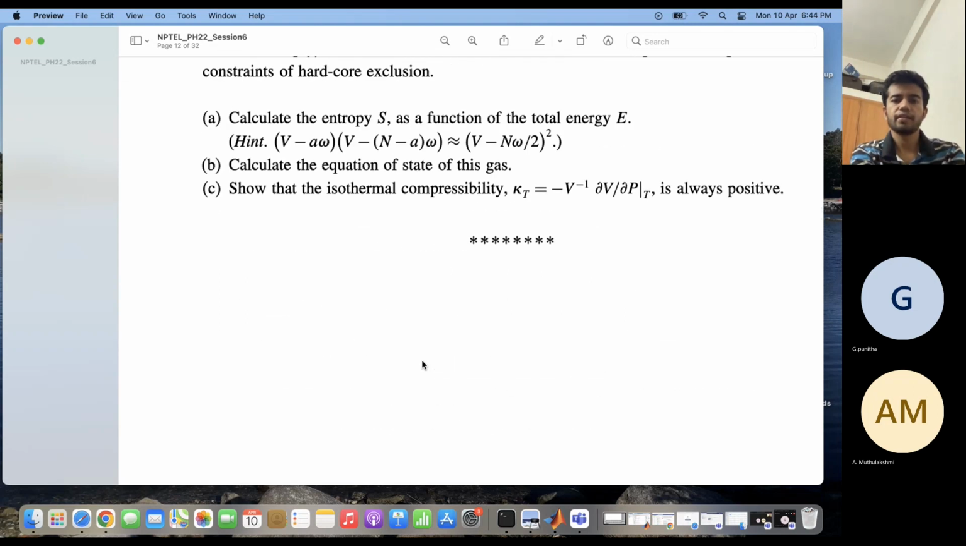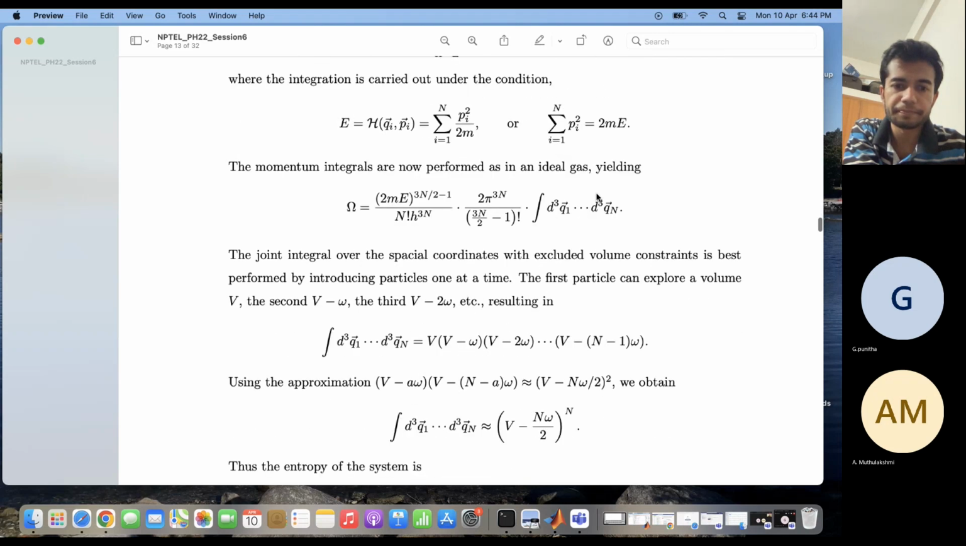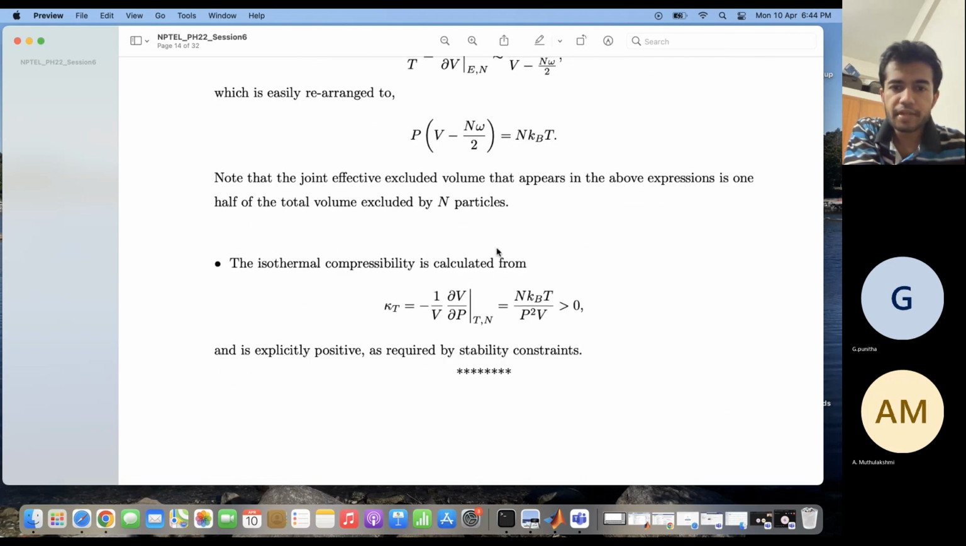Similarly, one can also calculate the isothermal compressibility, which is given by the expression minus 1 by V del V by del P at constant T. So the isothermal compressibility is this thing. Since I know P in terms of V, I can simply invert the equation of state and calculate the isothermal compressibility from here. And this turns out to be equal to N kBT by P square V, which is always greater than 0. It is explicitly greater than 0 because all these quantities are positive, and this is required for stability constraints.